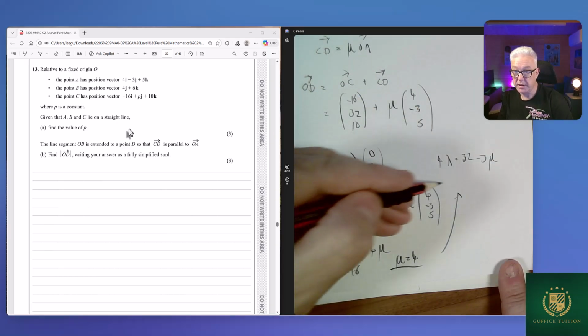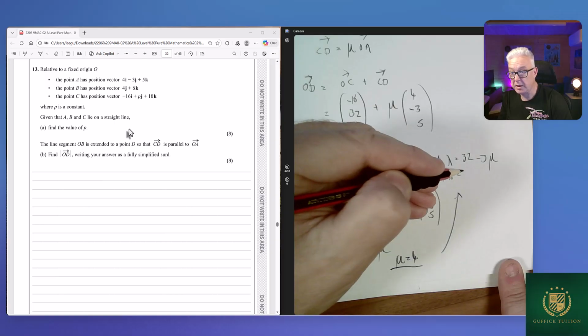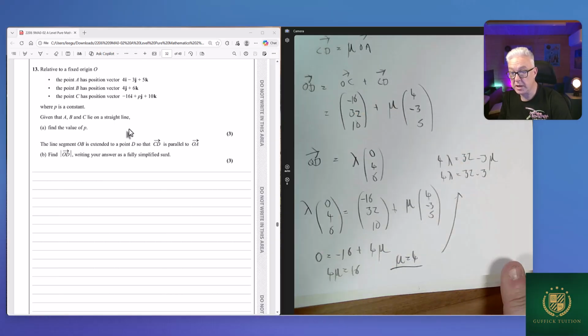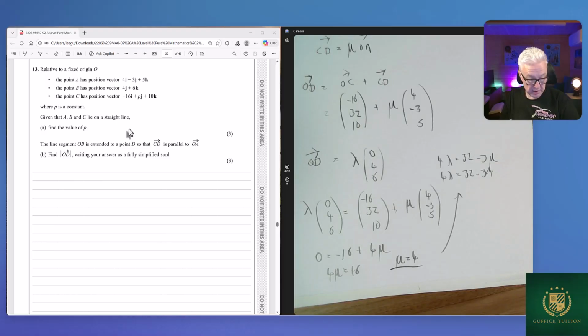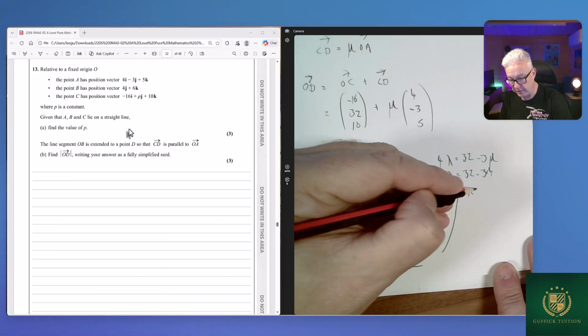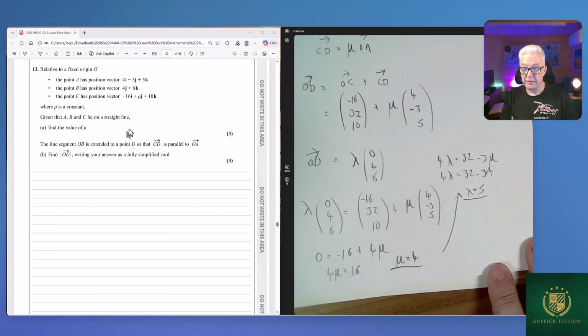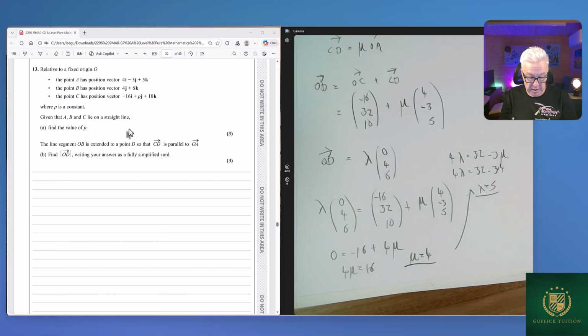So 4 times lambda equals 32 minus 3 times 4, which is going to be minus 12. That gives me the fact that lambda is equal to 5 when I solve that. So I've now worked out what my mu and my lambda are. I can sub those in now to my expression for O to D.